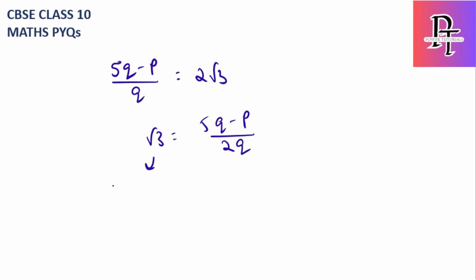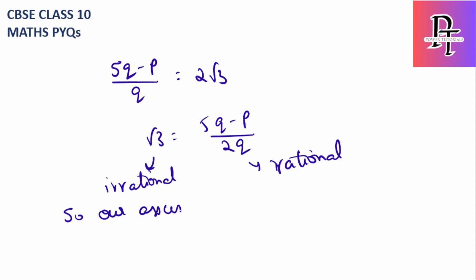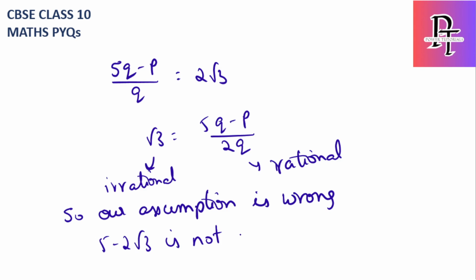But root 3 is given as irrational, while we have assumed P and Q as integers, so definitely 5Q minus P by 2Q is rational. An irrational cannot be rational, so our assumption is wrong, which means 5 minus 2 root 3 is not rational. If it is not rational, definitely it is irrational.